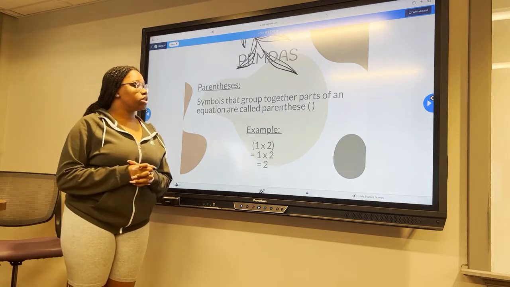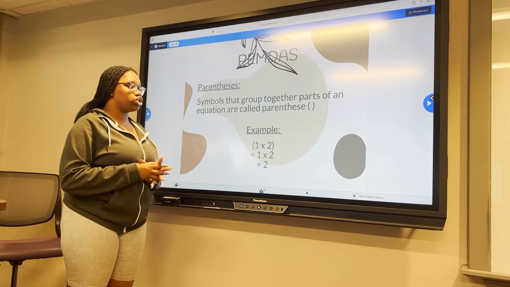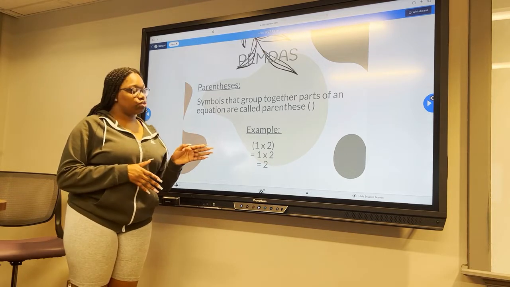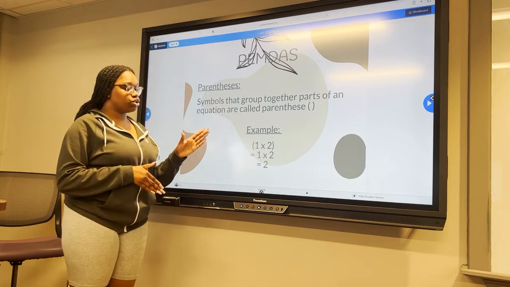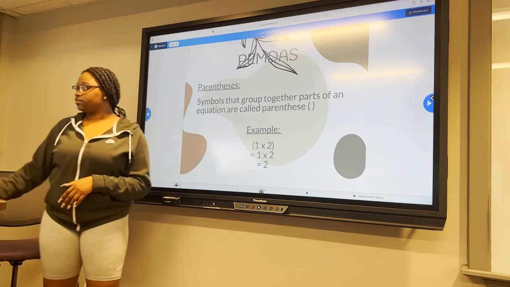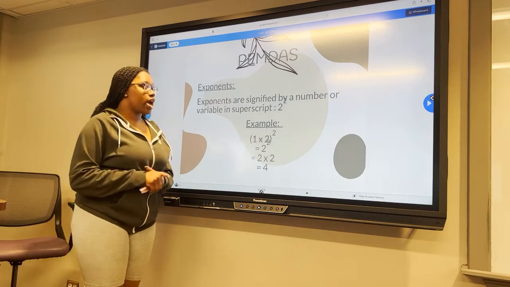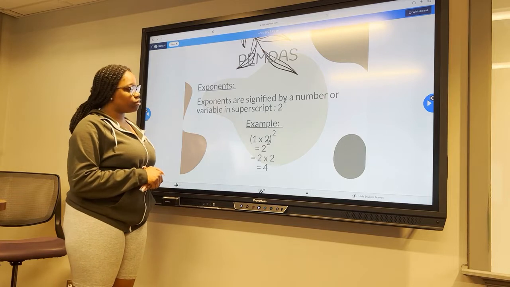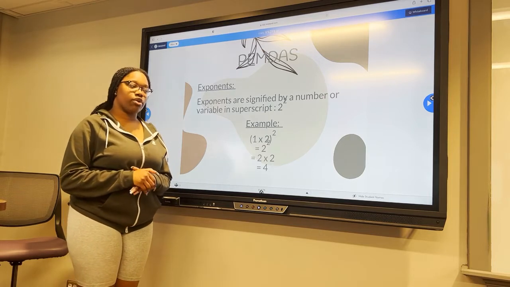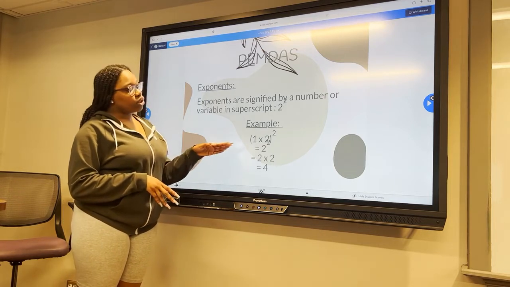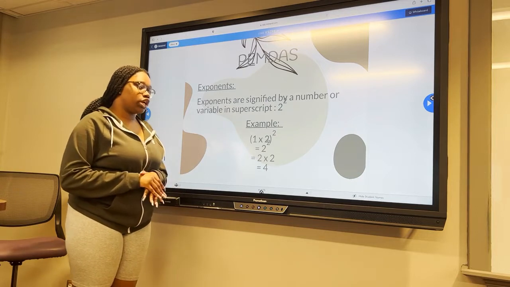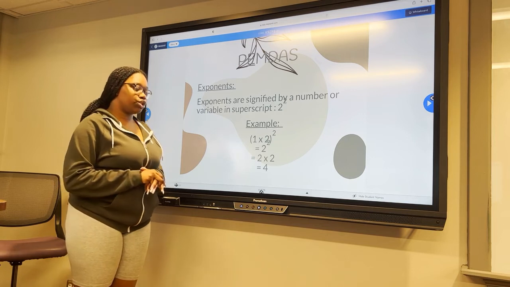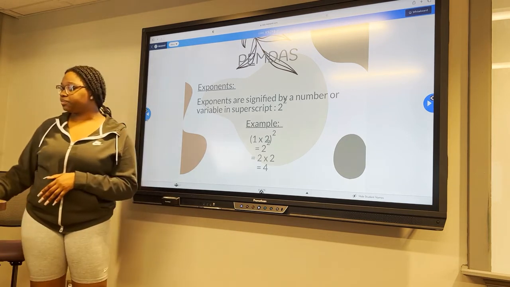Parentheses. Symbols that group together parts of an equation are called parentheses. For example, 1 times (2), which equals 1 times 2, which equals 2. Exponents. Exponents are signified by a number or variable in superscript, like 2 to the power of 2. Example: 1 times 2 to the power of 2 equals 2 to the power of 2, which is broken down to 2 times 2, which equals 4.